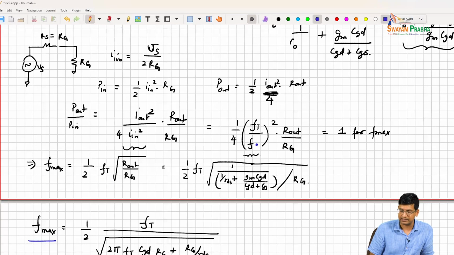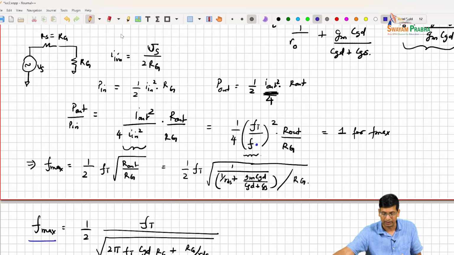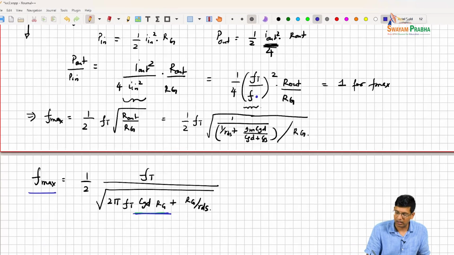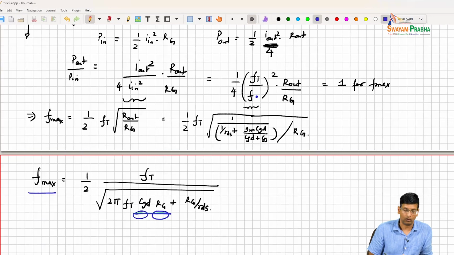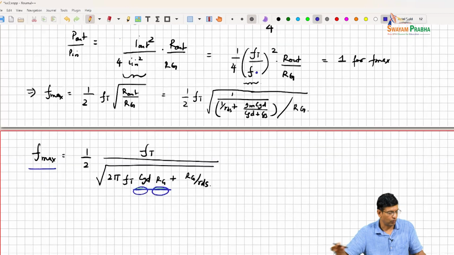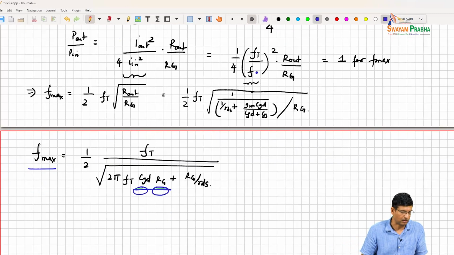So what this means is that if I know what my F maths is, and then I go F maths over 3, for example, that means that the maximum gain I can get is about 10 dB, right? So you can estimate how much gain you can get from your technology based on this, but you should optimize RG, you should optimize CGD in order to further increase the F maths that you get in the system.